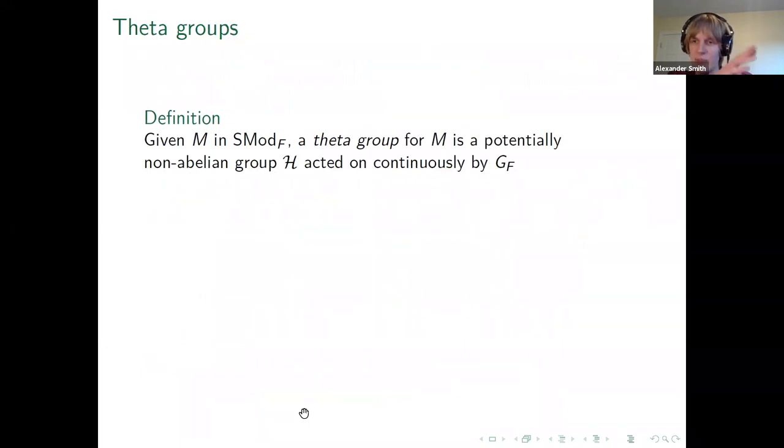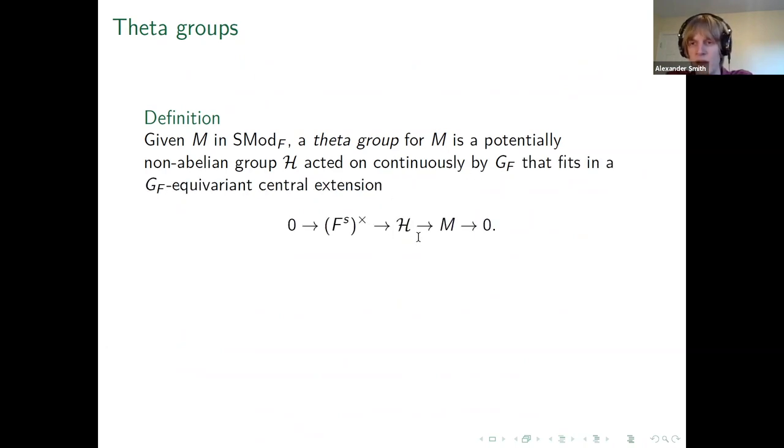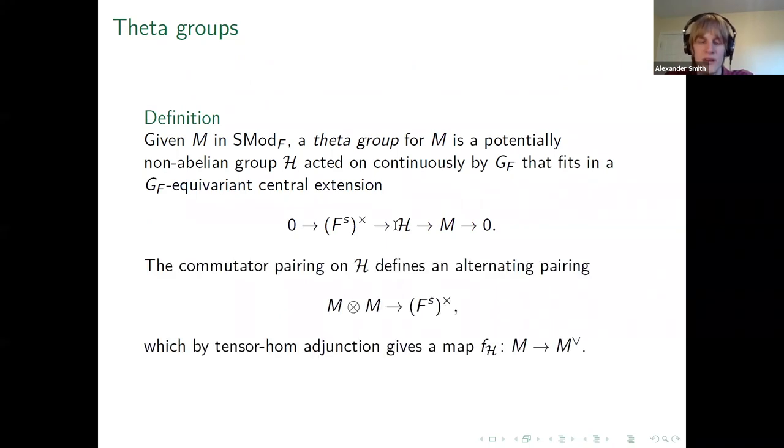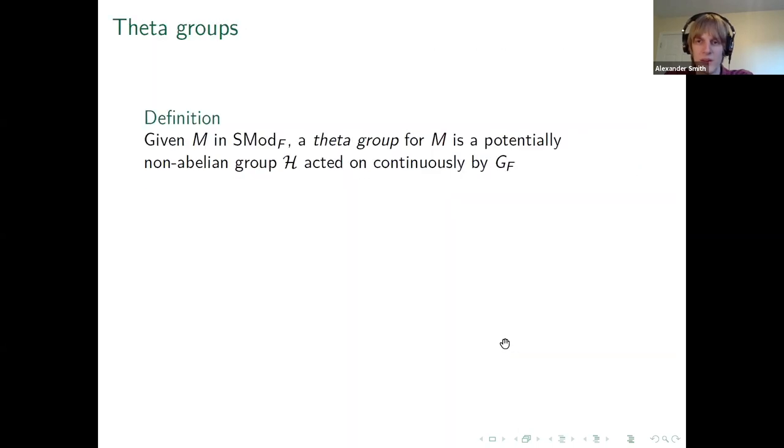So at the most abstract level, a theta group is just a central extension of a Galois module by G_m, whose commutator pairing is something we care about. The commutator pairing here, because this is central, defines an alternating pairing on M, which gives us a map from M to M check.